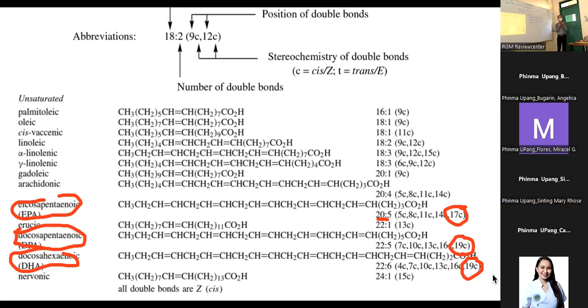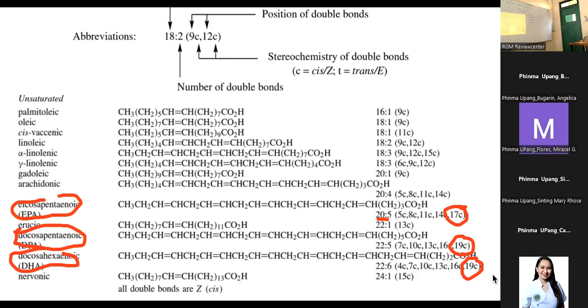Ayan. So remember that the following are known as your omega-3 fatty acids: your alpha-linolenic acid, eicosapentaenoic acid, EPA, your docosapentaenoic acid, DPA, and your docosahexaenoic acid, or DHA. And these omega-3 fatty acids are abundant in fish oils. Okay? And they are known to support the growth and development of the brain.